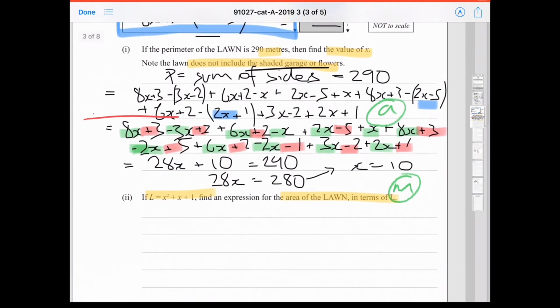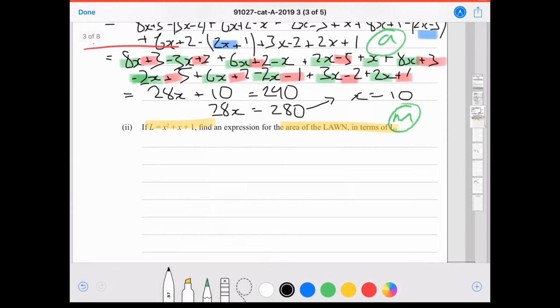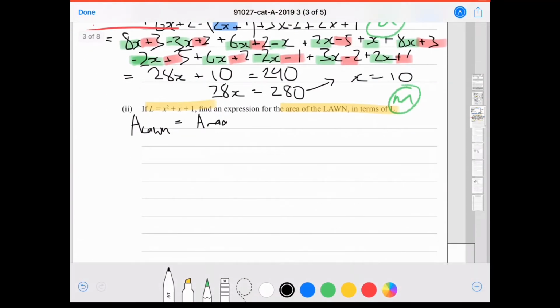So I'm going to say this. We're looking for the area of the lawn. So area of the lawn, in subscript, equals the total area of that shape, including the flower bed and the garage, total minus area of the garage, so G, minus area of the flowers. Okay, so we've set up an idea of what our area of the lawn is. It's the total area minus the garage and minus the flowers.